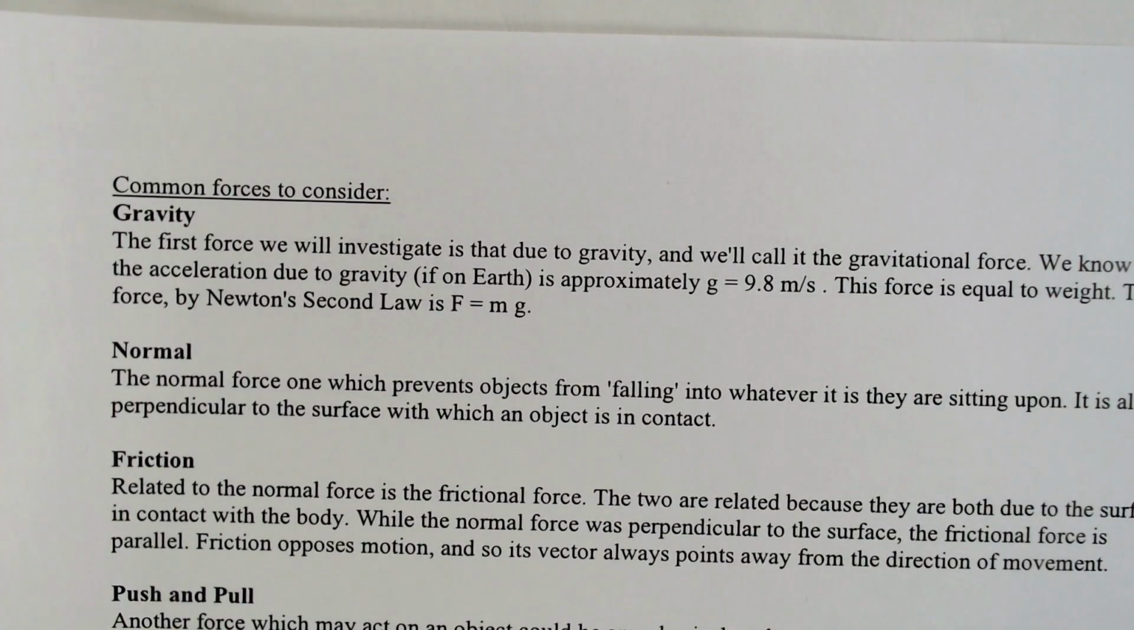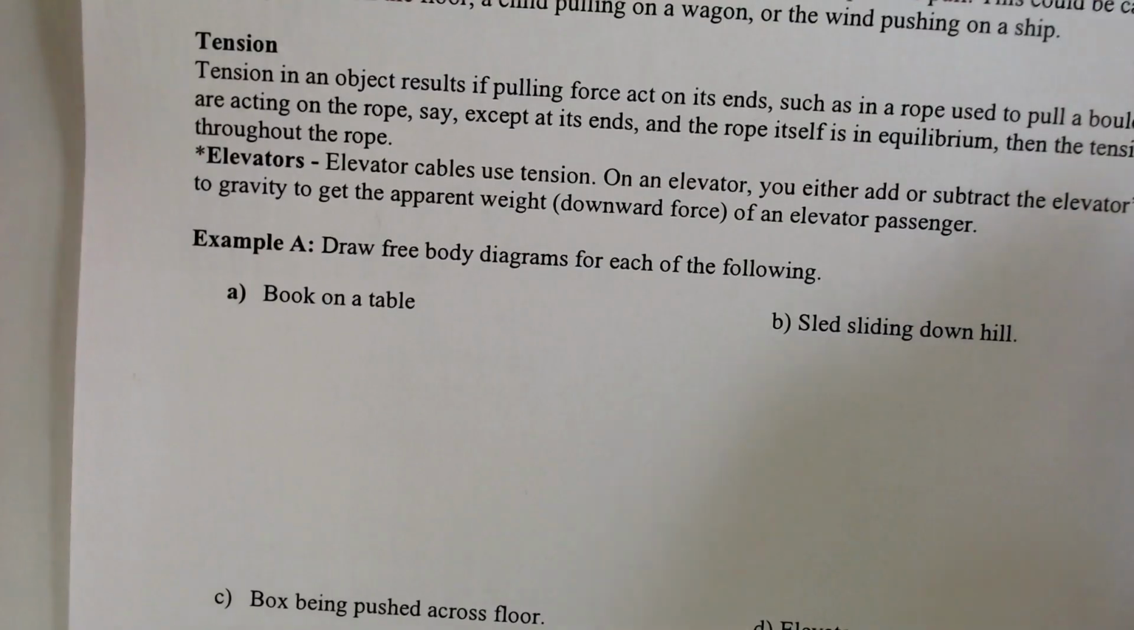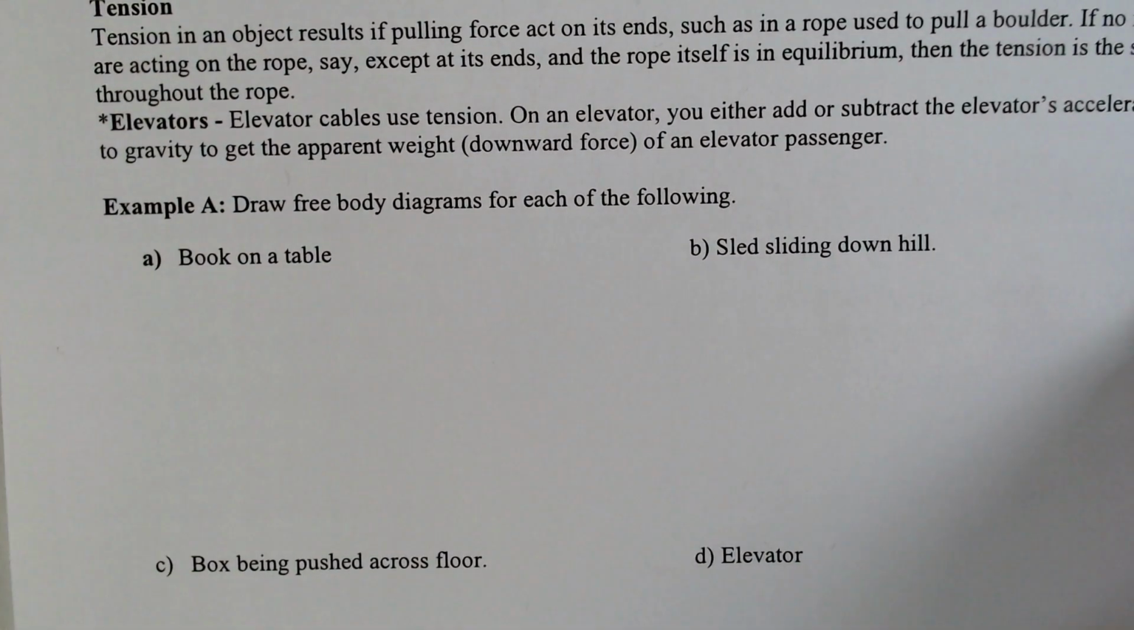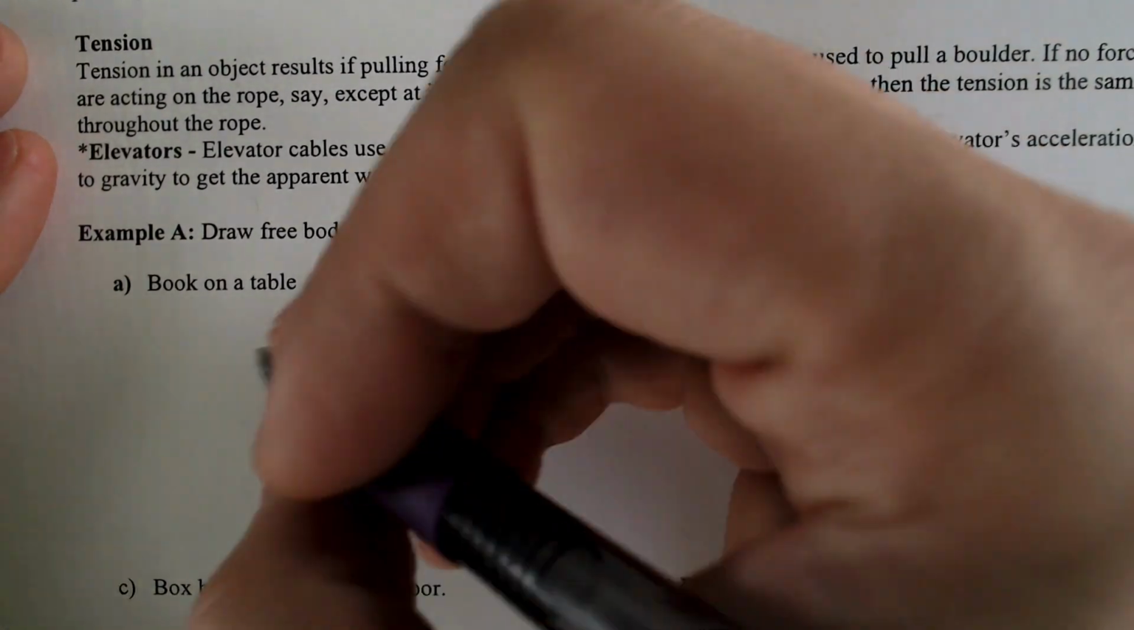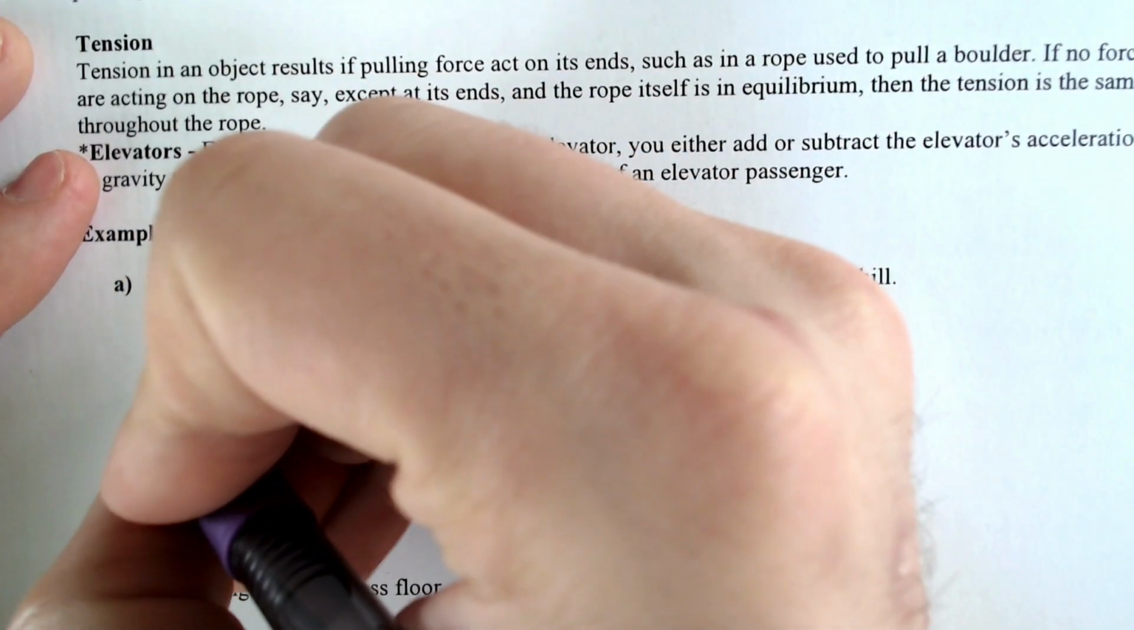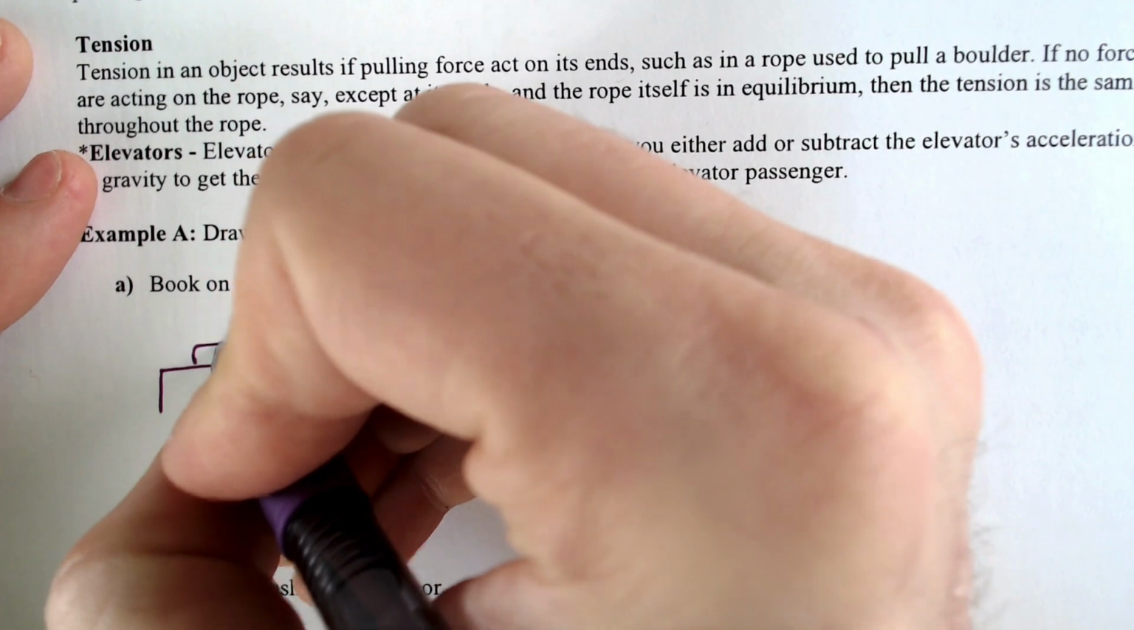All right, that being said, let's do an example of a book on a table. If you have a book on a table, that's the most boring example of a free body diagram that you could have because you got table, you got book.